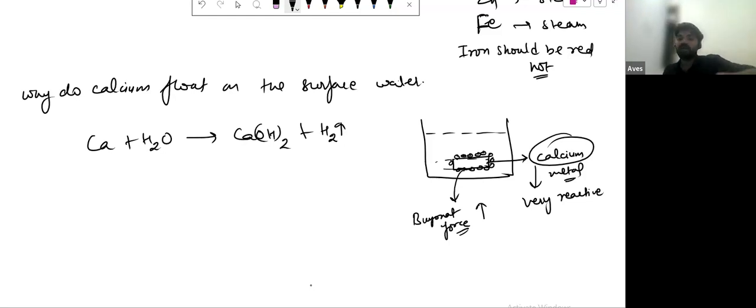Okay. So a sufficient amount of hydrogen is produced instantly, because calcium is very reactive. So it produces hydrogen gas at a very fast rate. So that's why, dear student, the hydrogen gas that is produced provides the upward force, or the buoyant force, that makes the calcium float on the surface of water. So you need to mark it.